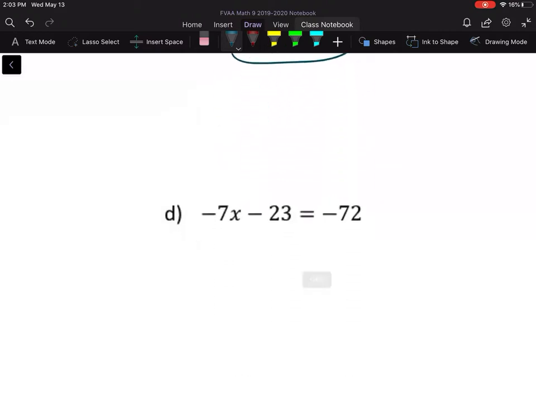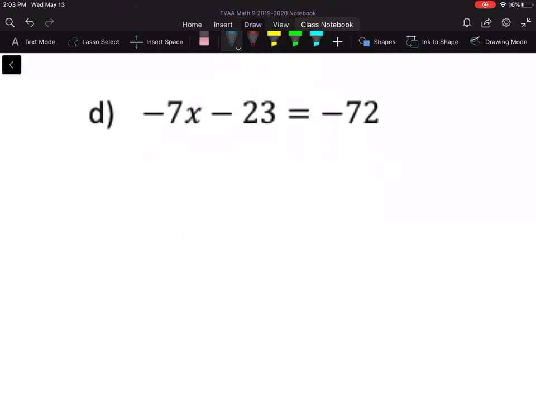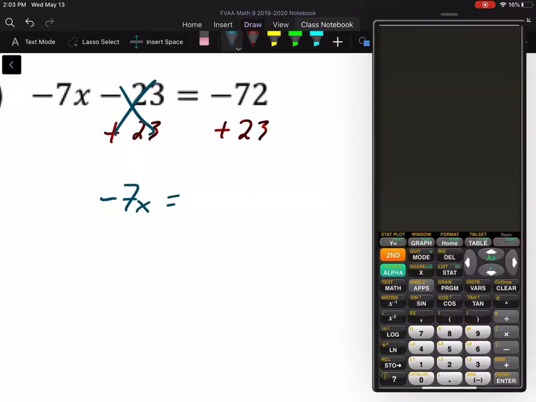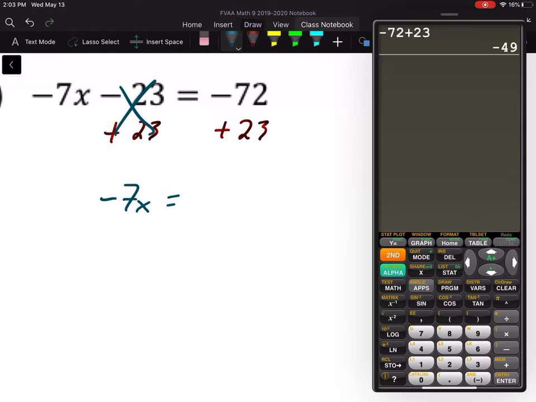Okay, last problem here. I have negative 7x minus 23, so I'm going to add 23 to both sides. So minus 23 plus 23 is equal to 0, therefore effectively canceling out the 23's, leaves me with negative 7x. All right, and negative 72 plus 23. If you're not sure, plug it into your calculator, negative 49.